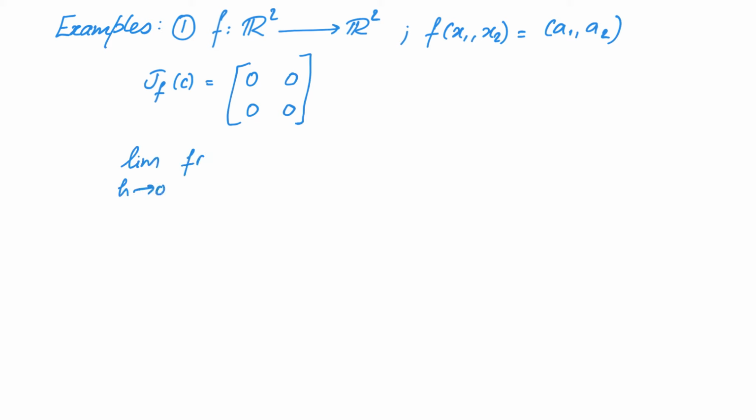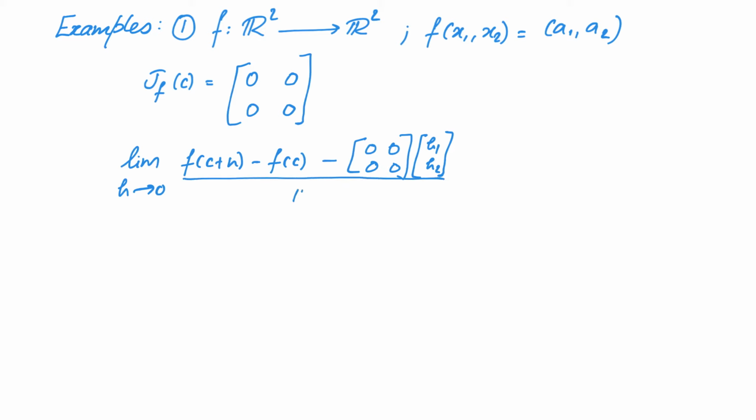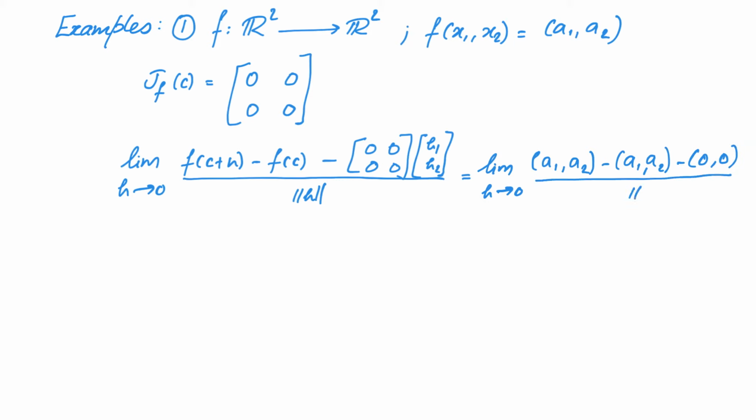To see this, notice that the limit as h tends to 0 of (f(c+h) - f(c) - 0 matrix times h) divided by norm of h is equal to the limit as h tends to 0 of ((a1, a2) - (a1, a2) - (0, 0)) divided by norm h. But notice that (a1, a2) minus (a1, a2) is equal to 0. Therefore, this limit is equal to the limit as h tends to 0 of (0, 0) divided by norm h.